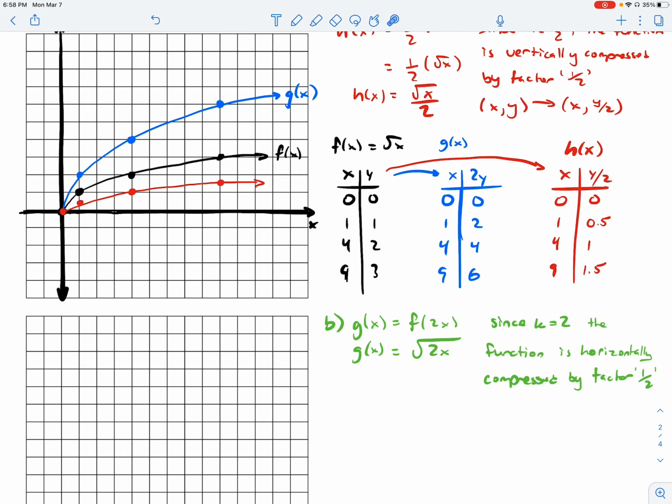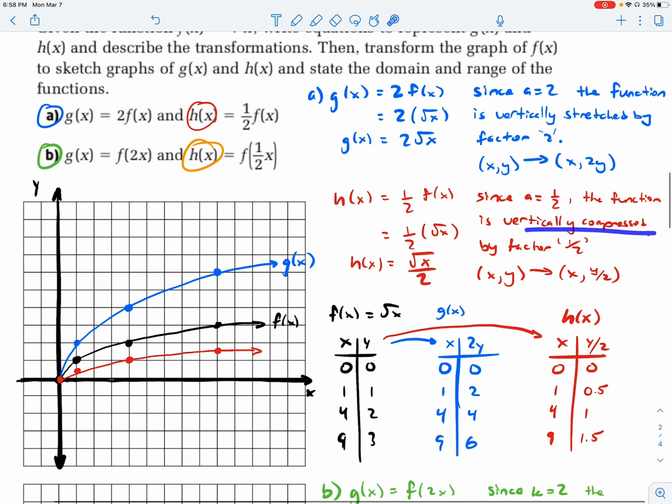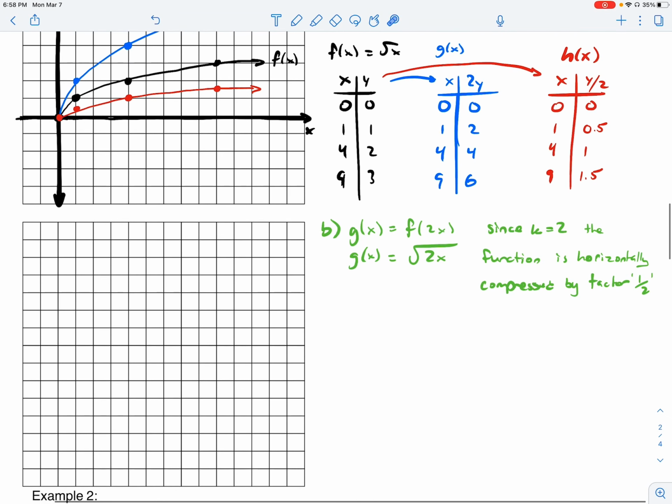That's true with the vertical stretches and compressions. Notice we had a is a half, and we said vertically compressed. If a is greater than 1, then we should use vertically stretched. With the horizontal stuff, our factor is always 1 over k. That's by definition. So our factor, if it's a half, then we know it's horizontally compressed.